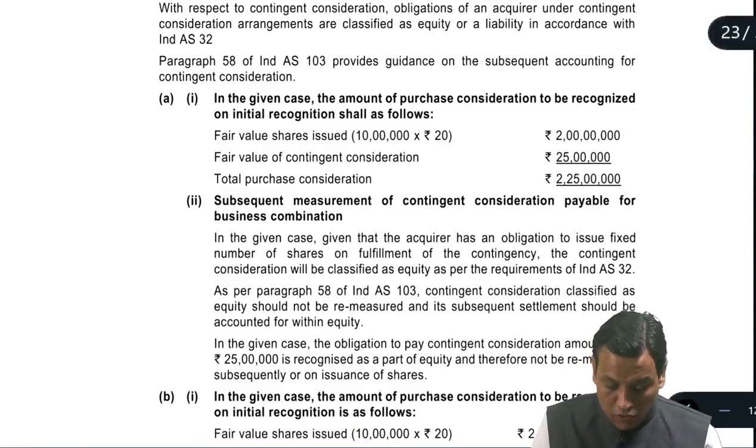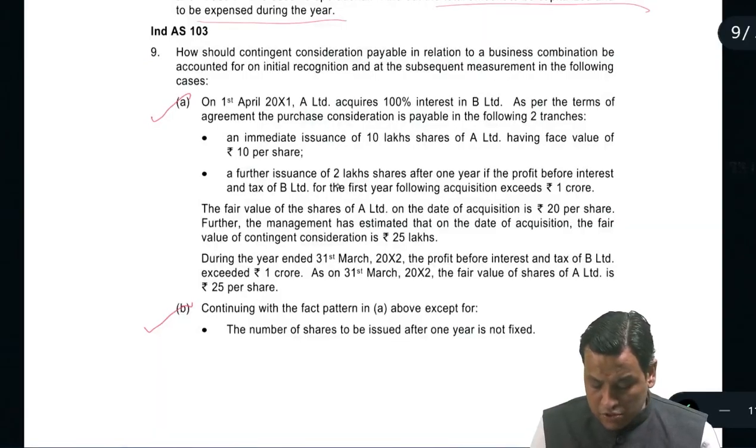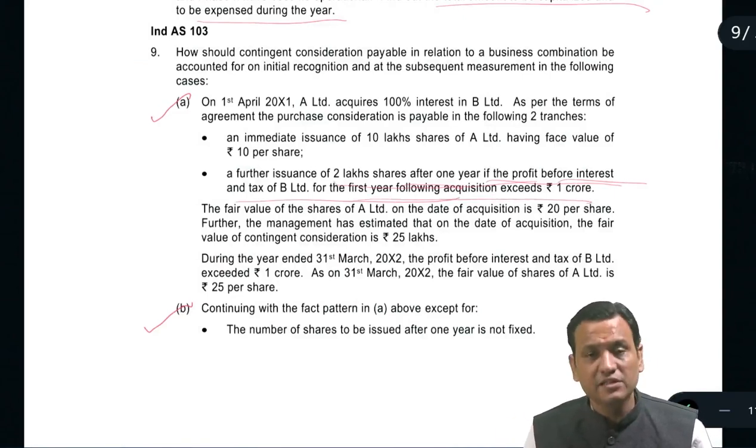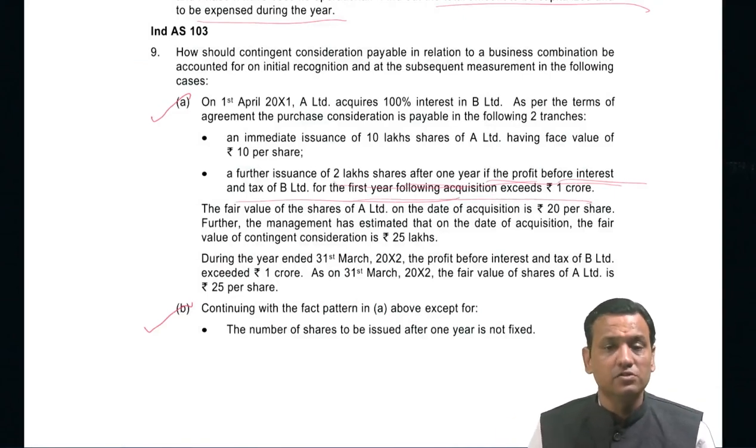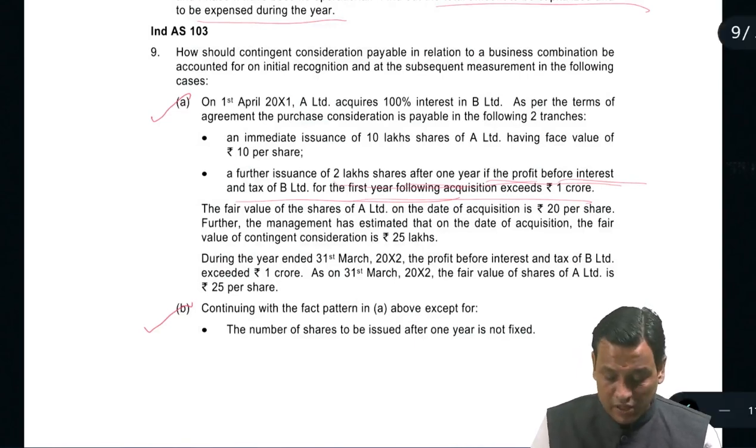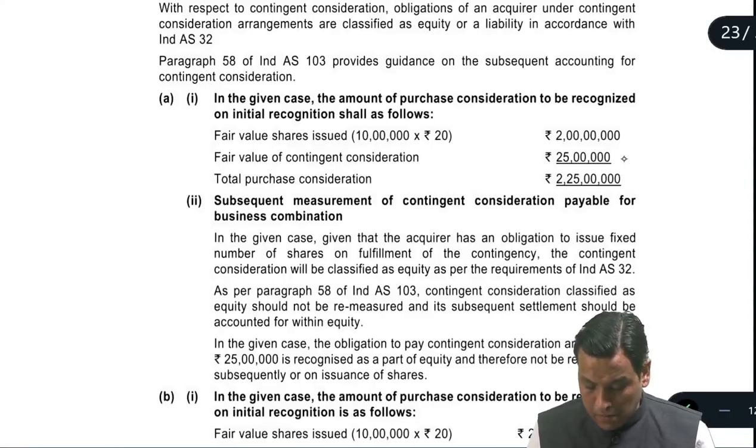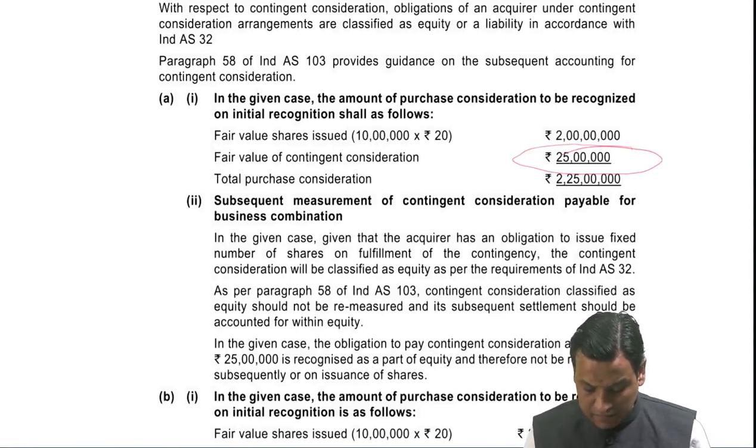We are going to issue what? In A point, further issuance of 2 lakh shares after 1 year if the profit before interest and tax exceeds 1 crore. So, fixed to fix is there. So, if it is fixed to fix, there is no remeasurement to be done. So, this 25 lakhs remains 25 lakhs.